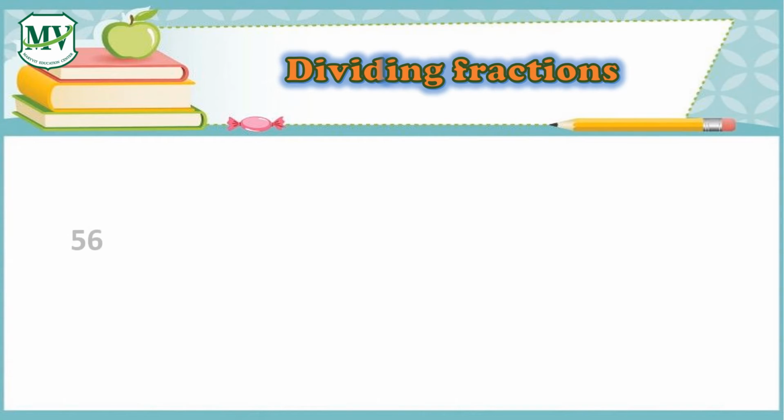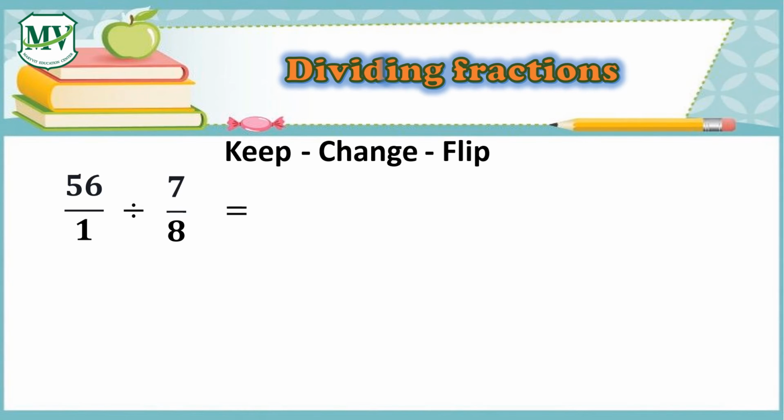Example, we have 56 divided by 7 over 8. Our first task is to write 56 as a fraction. We have 56 over 1. To divide these fractions, we need to follow 3 steps: keep, change, and flip. Are you ready? We need to keep the first fraction the same. We have 56 over 1.